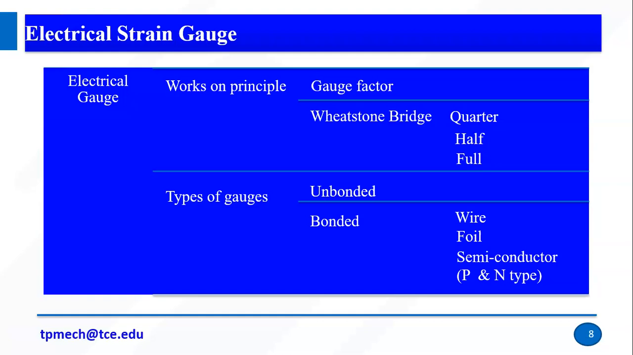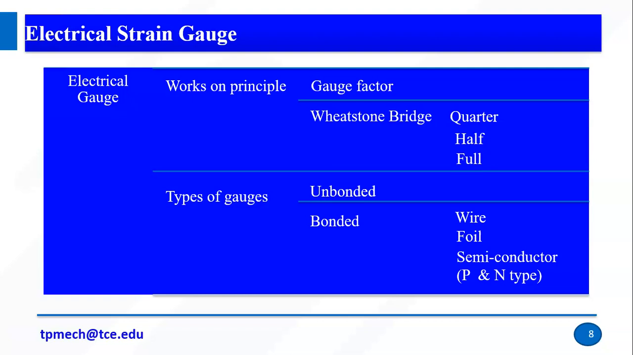In electrical strain gauges, it works on the principle of gauge factor and Wheatstone bridge. The Wheatstone bridge may be quarter, half, or full. The gauge factor is defined by the manufacturer. It is the change in fractional resistance by change in length. So the manufacturer gives the gauge factor, and we know the change in resistance, so we can easily calculate the strain.